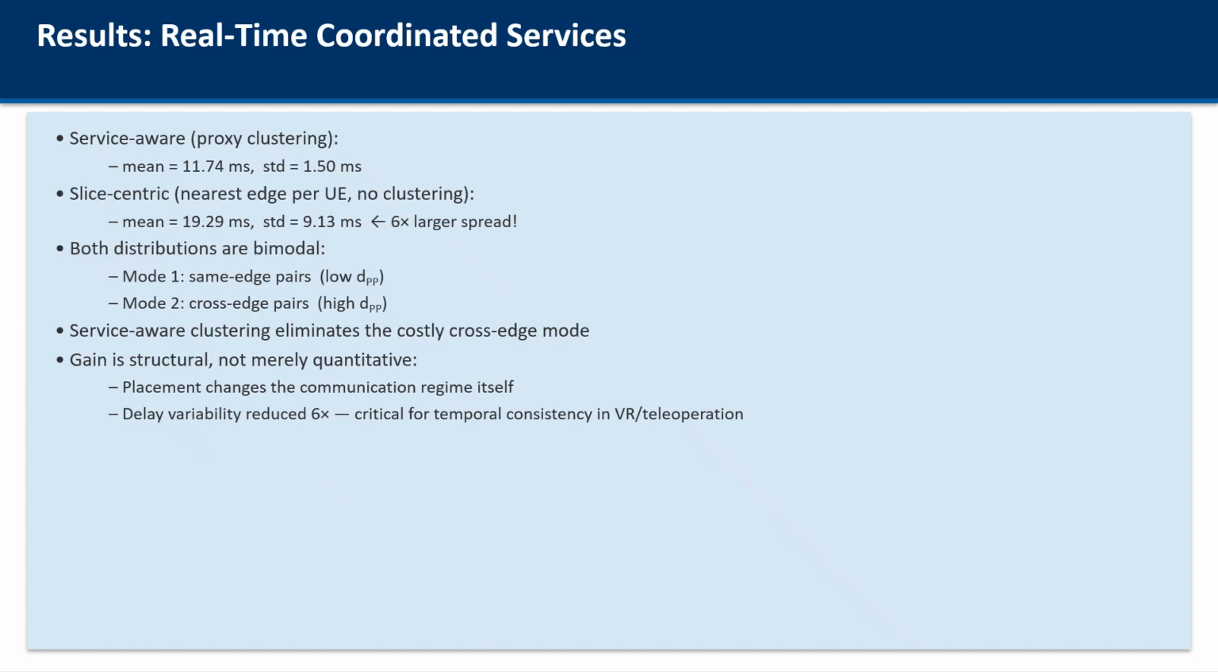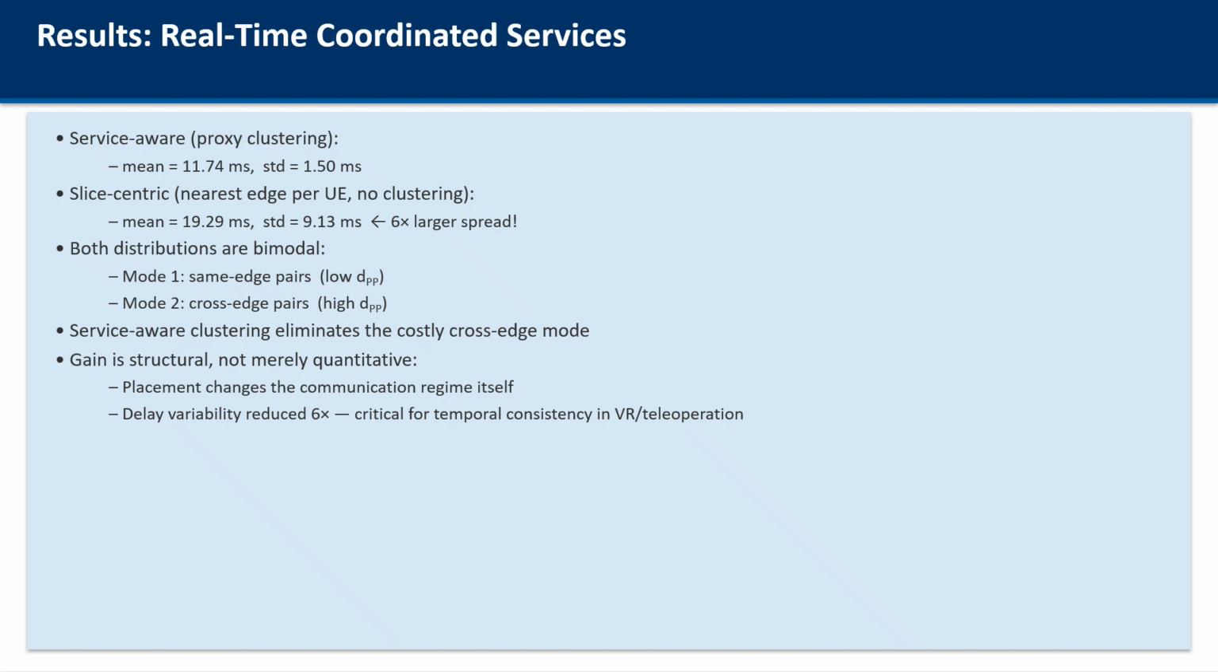Now the key result, real-time coordinated services. Under service-aware placement with proxy clustering, the mean delay is about 11.7 milliseconds, with a standard deviation of 1.5 milliseconds. Under the slice-centric baseline, the mean rises to about 19.3 milliseconds, and the standard deviation explodes to 9.1 milliseconds. That is a six-fold increase in spread.